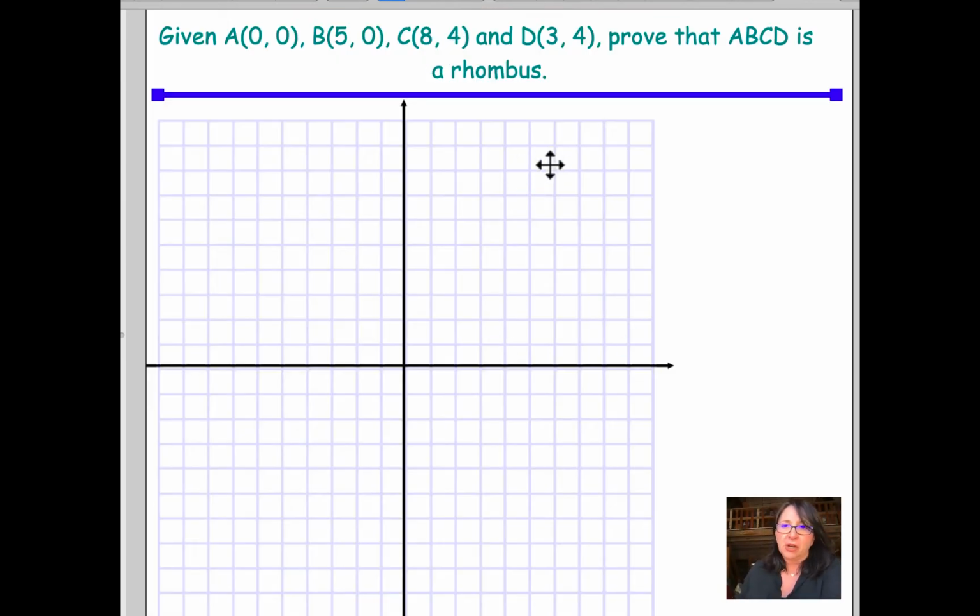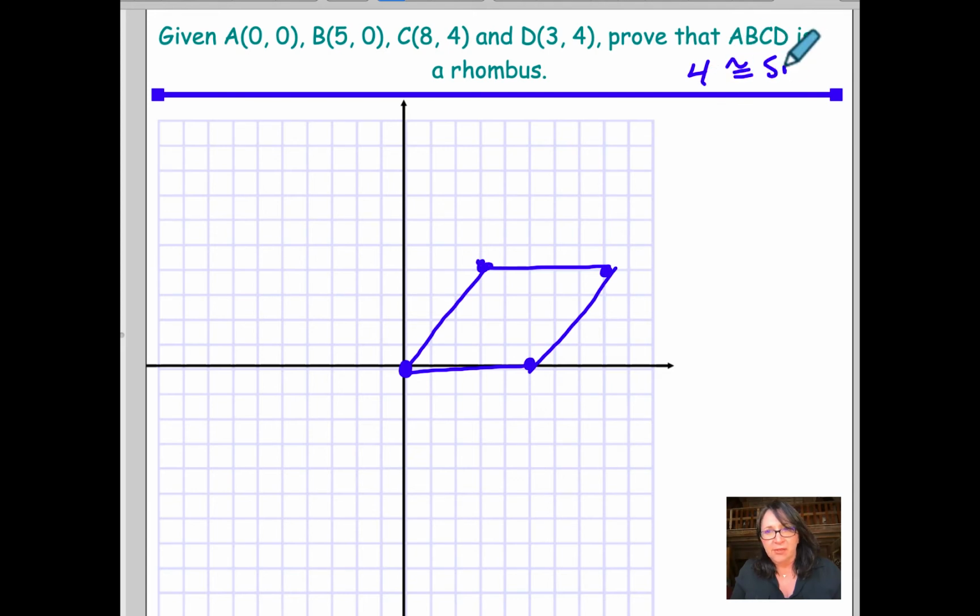For this problem here, I want to prove that it's a rhombus. So in order for you to prove something is something, especially a rhombus, we have some options here. So here's my rhombus. A couple of things about a rhombus that you need to know. Number one, it has 4 congruent sides. So I can prove that it's a rhombus by finding the length of each of the sides.